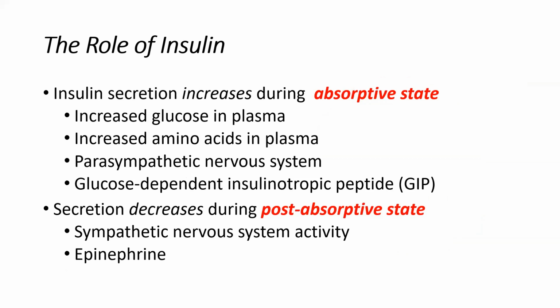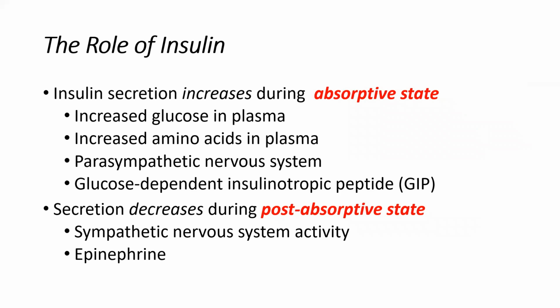All right, now insulin, we said, increases during the absorptive state. So if you just had a really large meal, you're going to secrete lots of insulin. That's going to help you absorb those nutrients, those micronutrients, and store them away for later use. It's going to increase glucose in the plasma.